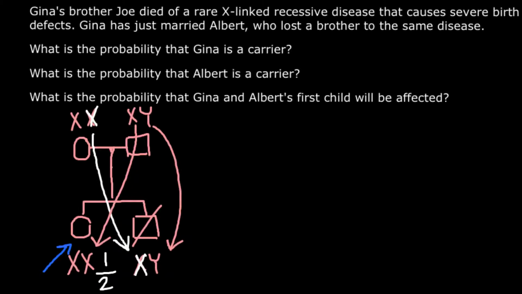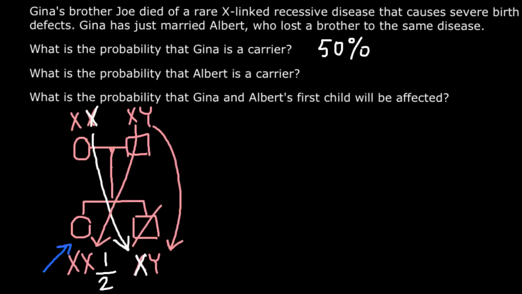Or 50%. And this is going to be our answer to the first question: what is the probability that Gina is a carrier? The answer would be the chances is 50%. Second question: what is the probability that Albert is a carrier? And now we talk about her husband.